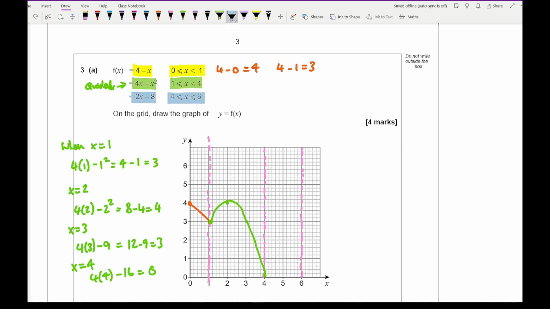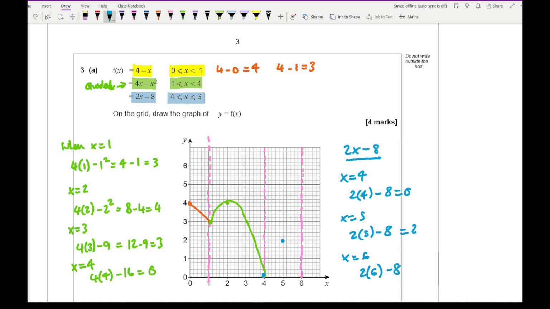Now this is going to be a linear equation. So here I've got 2x minus 8. When x equals 4, that's 2 lots of 4 minus 8, which is 0. So that's at that point there. When x equals 5, 2 lots of 5 minus 8 is going to equal 2, and so that's going to be there. And when x equals 6, 2 lots of 6 minus 8 is 12 take away 8, which is 4. And that's going to be there.